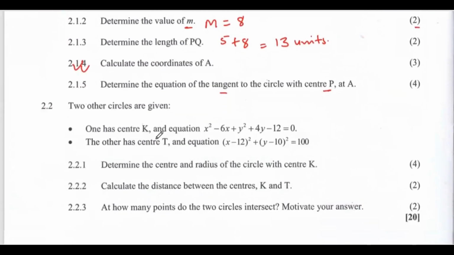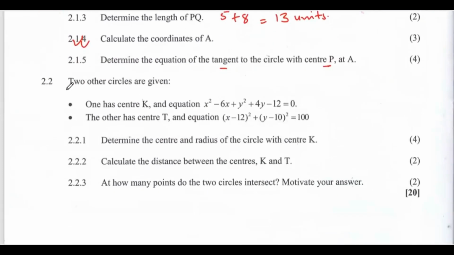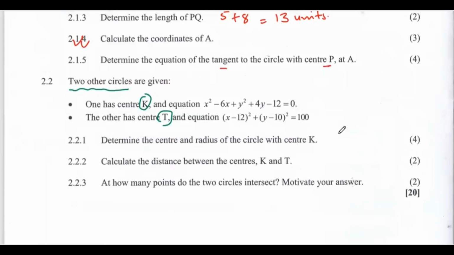All right, then 2.2, they're telling us that two other circles are given. One circle has a center K with this equation. The other has a center T, with this equation as well. Determine the center and the radius of the circle with center K. And what we normally do is we complete squares in this case.